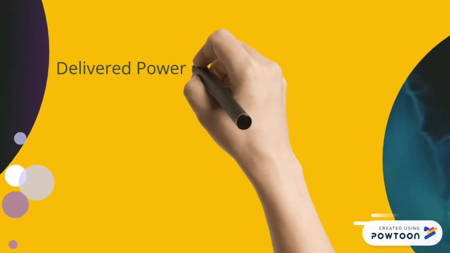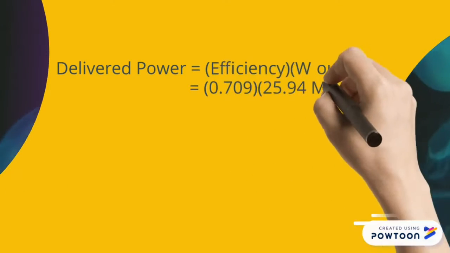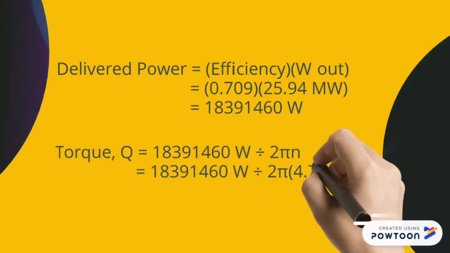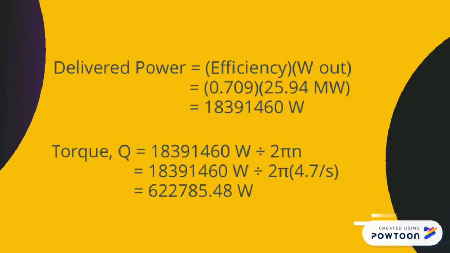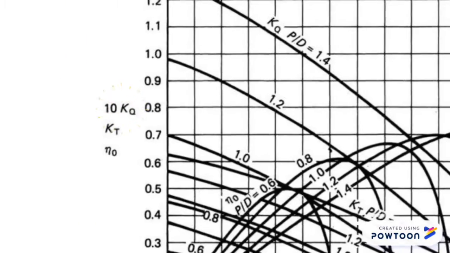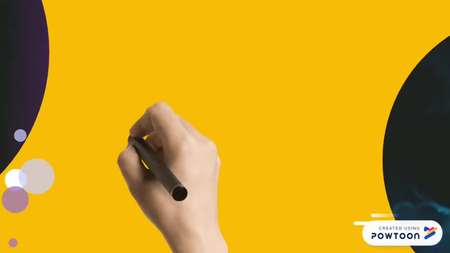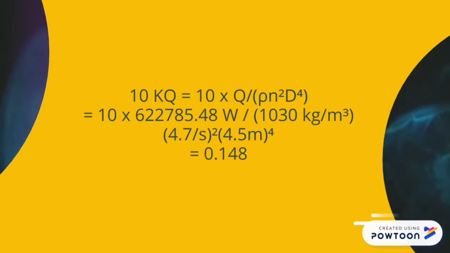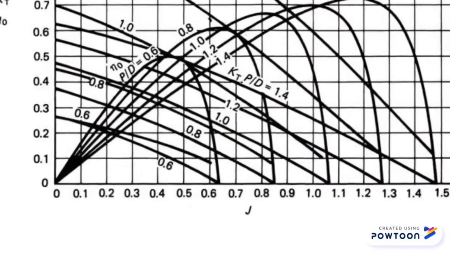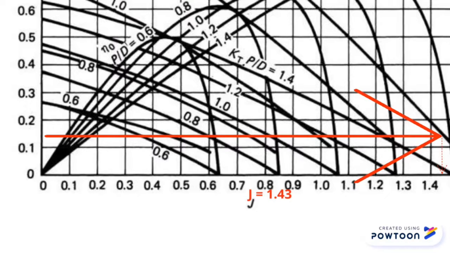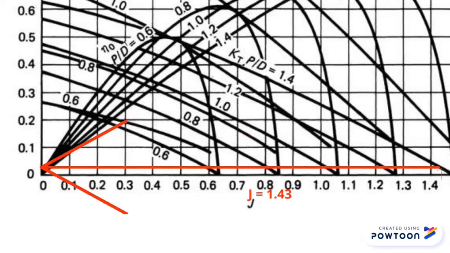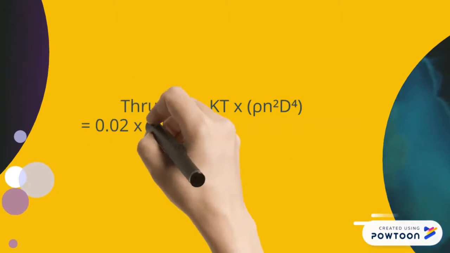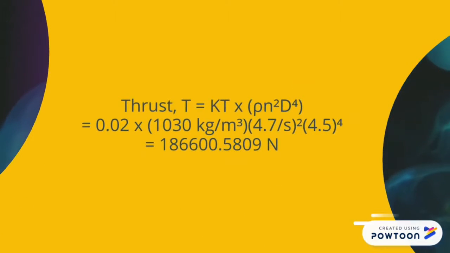First, we calculate the delivered power by multiplying the efficiency with work out. Then we divide the value by 2 pi r and get the value for torque. With this formula, the torque coefficient is calculated to be 0.148. By then, we get the thrust equals 187 kilonewton.